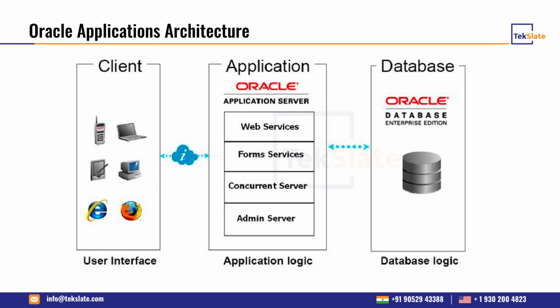So if you want to access any of the forms, it triggers the form services. If you want to open any of the web pages, it triggers the web services, and so on. And finally, your data for all the applications and all the modules resides in a database. Through this application logic, you interact with your database. So a user logs in to a client, and through application logic, it fetches the data or feeds the data into the database. Okay, so this is how the 3-layer Oracle application architecture is maintained.